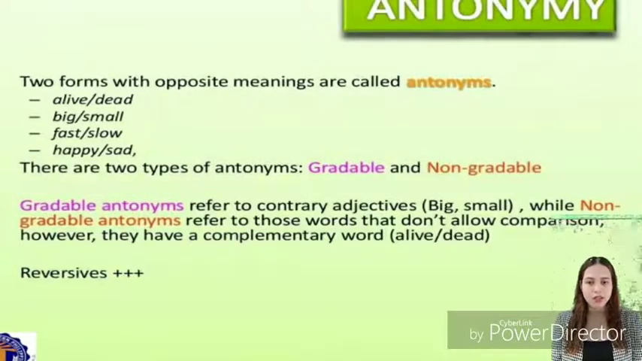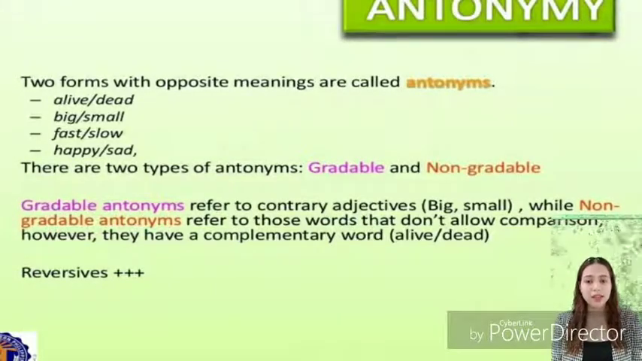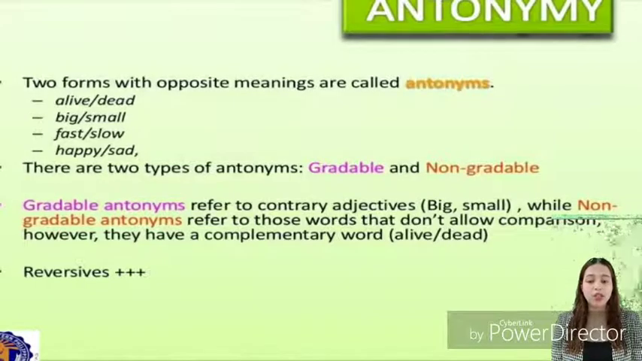So today I'm going to be discussing the continuation of the report of Ms. Ferreras, the lexical semantics, and let's start with antonymy. The word antonymy derives from the Greek root anti, meaning opposite, and denotes opposition in meaning.